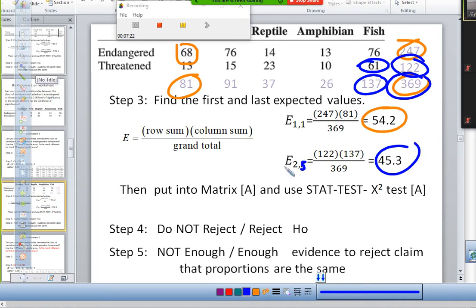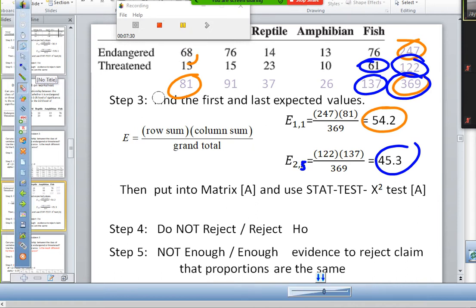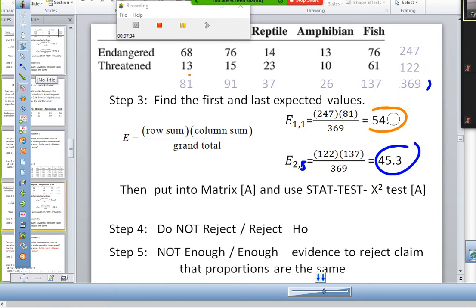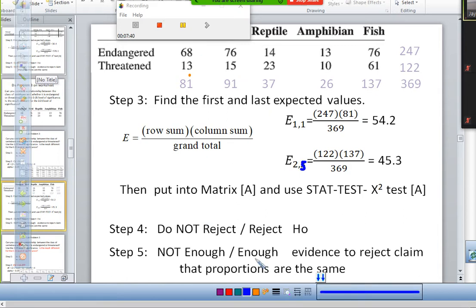Then put this whole matrix, right? All the stuff in black. Put all that into your matrix A, and then do stat test, chi-square test on matrix A, and you guys ended up getting what? Chi-squared equals what? Anybody? 45.314.